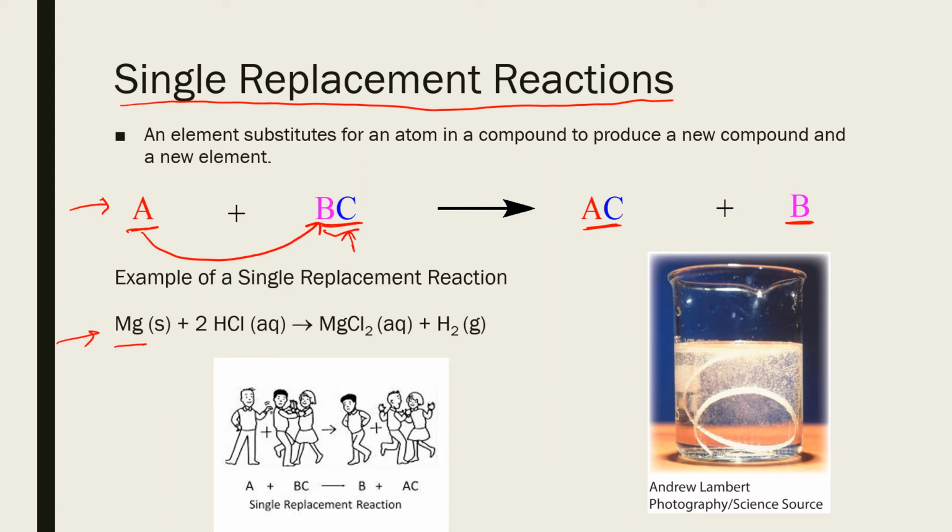In this case, magnesium displaces hydrogen from HCl, takes its place and becomes magnesium chloride, and hydrogen is free as a gas. The actual image of this reaction is shown here. The wire is a magnesium ribbon or magnesium coil. These bubbles are hydrogen gas and the liquid is the HCl. As you can see, magnesium is displacing the hydrogen, and hydrogen gas is escaping as bubbles.